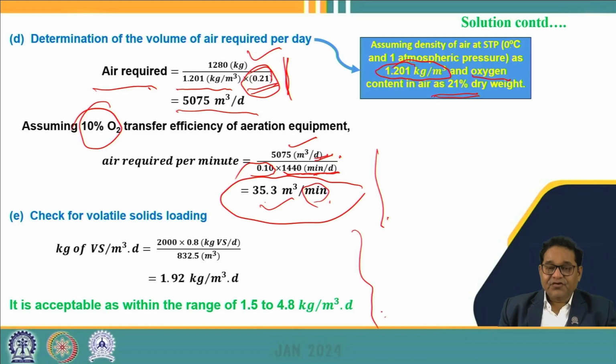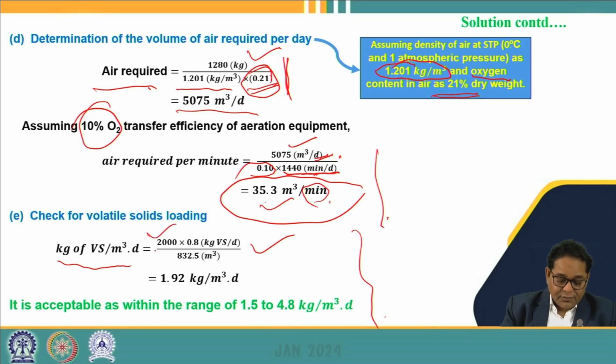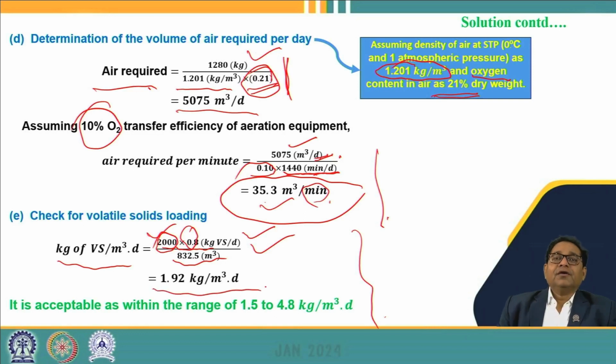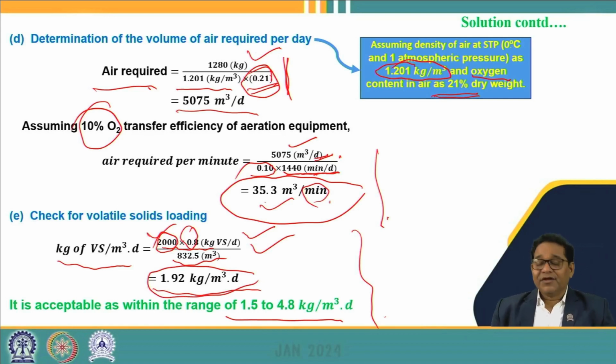And then finally we have to check our design, to confirm the volumetric solid loading rate criteria. Here the total VSS will be 2000 multiplied by 0.8, because 80% is VSS and the total sludge solid is 2000 kg. This gives how much VSS is being digested, and we divide it by the volume of the digester, which came around 832.5. If we divide, we get the VSS loading rate, which comes around 1.92, well within the stipulated criteria. So whatever we have designed also conforms to the volumetric solid loading and HRT requirements, and also the requirement of other parameters.